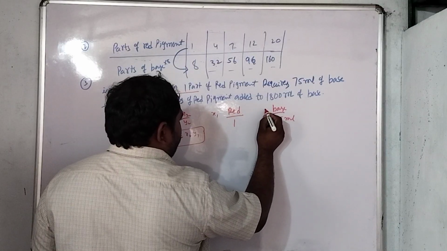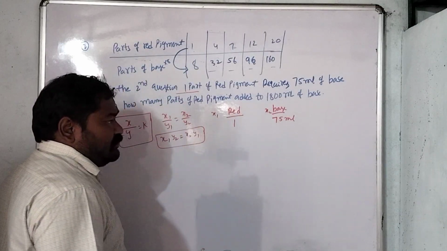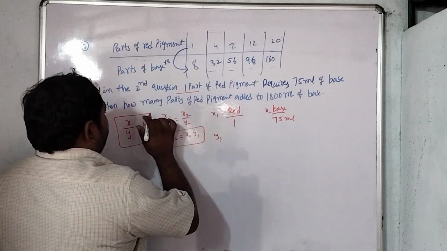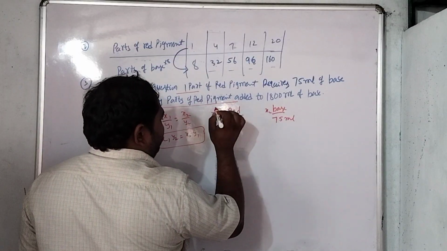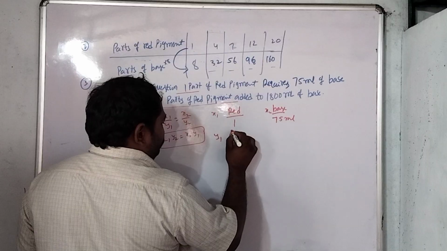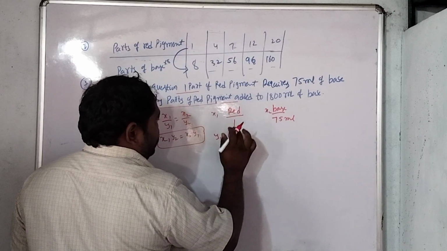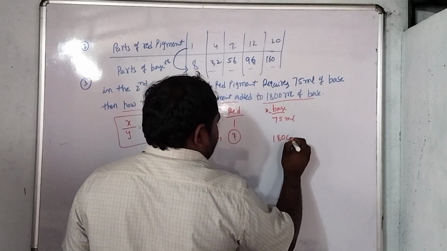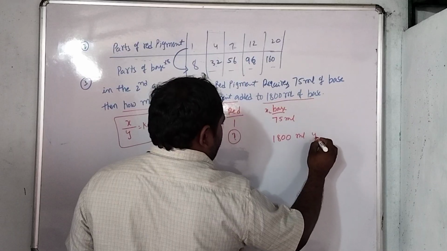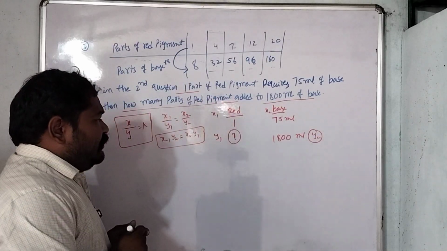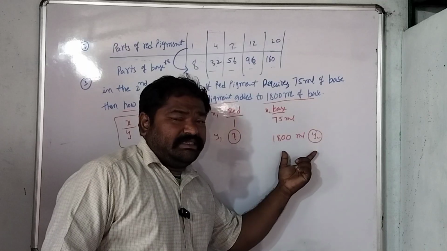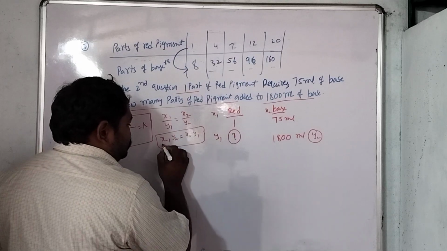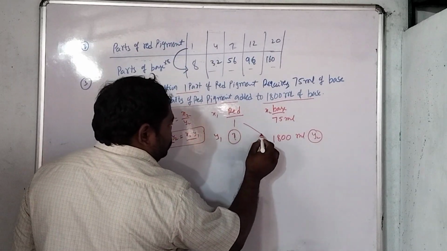This is x2. And the second condition is y1. What is y1 here? How many parts of red pigment are added? We put a question mark here. How many parts of red pigment are added to 1800 ml of base? They have given the base in the second condition, 1800 ml. This is y2. If the base is 1800 ml, how much red pigment should be added? x1 y2 equals x2 y1 on cross multiplication.